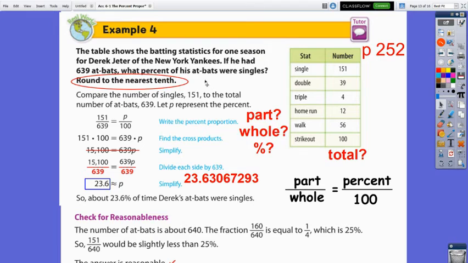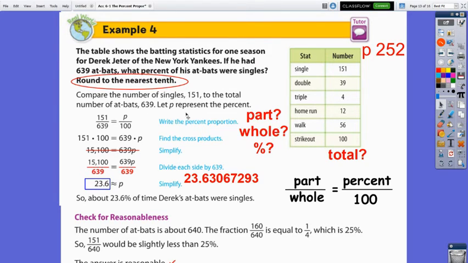So what are we looking for here? Well, they're asking for what is the percent. So that means they must be giving you the part and the whole. He had 639 at-bats. That would be the total, because it's what percent of his total at-bats. And the singles from the table over here is 151. Now that's 639 total. Sometimes you'll see problems where they don't give you this total, right? But they give you all of the parts here, and you may have to add these all up to get the total. In this problem, they were nice, and they added them up for you and told you that it was 639. So now we can set up the proportion.